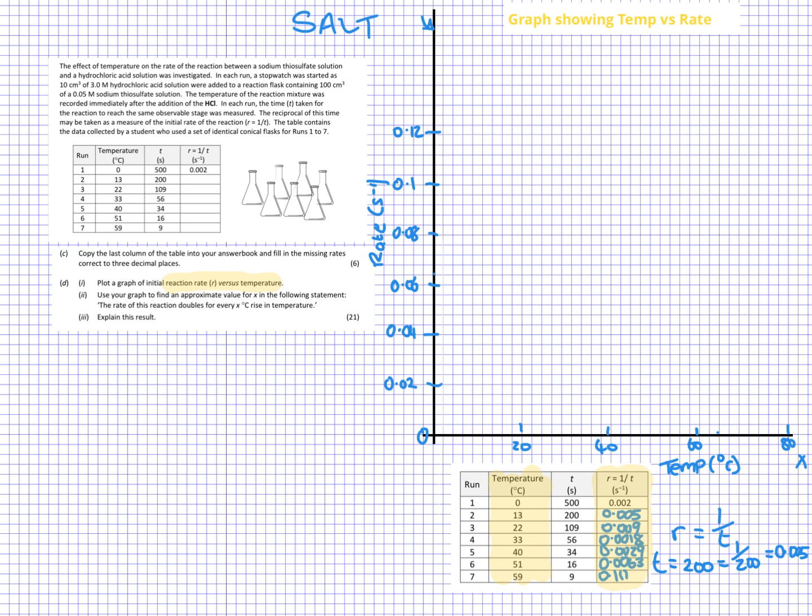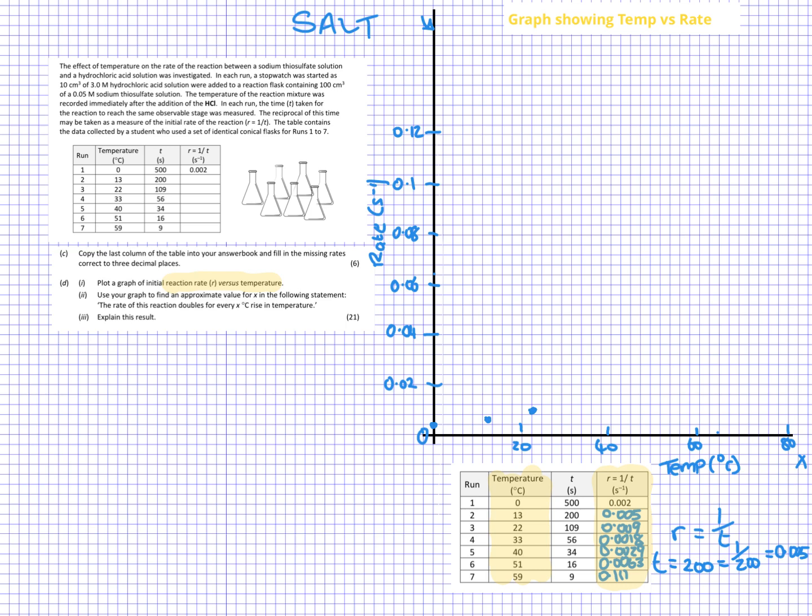So my first point is 0.002. So that is down around here, my first point. The second point then is at a temperature of 13 degrees, your rate is 0.0005. So 13 degrees is about halfway through, 0.0005, somewhere along there. Then the next temperature is at 22 degrees, it's at 0.009. So that's approximately halfway between 0.02 and 0. So we can go to about 22 degrees and we can go approximately halfway. So that's around there, another blue mark.